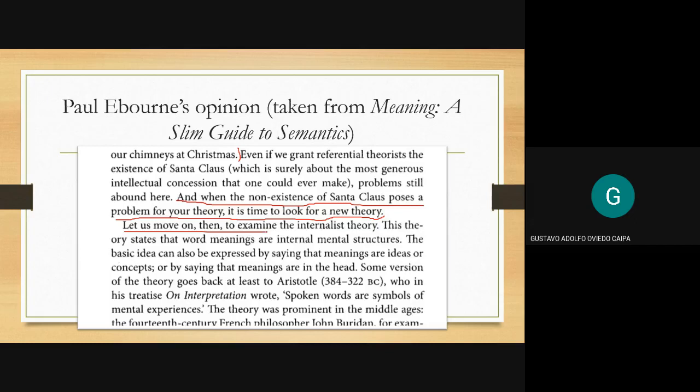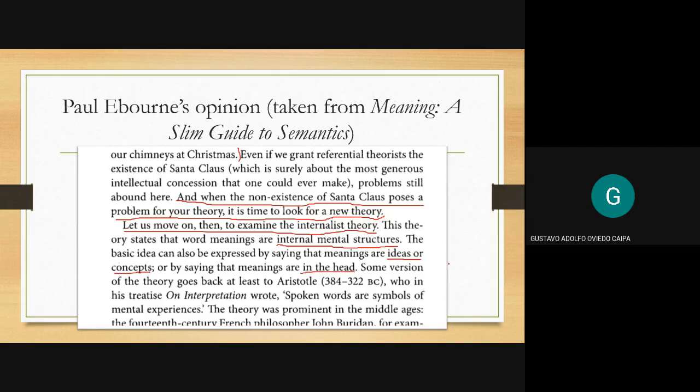Let us move on then to examine the internalist theory. And internalist is basically another name for representational. Don't get confused here. He says this theory states that word meanings are internal mental structures. The basic idea can also be expressed by saying that meanings are ideas or concepts, or by saying that meanings are in the head. My meanings are in the head.